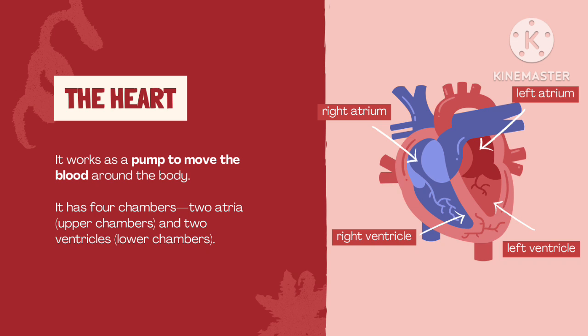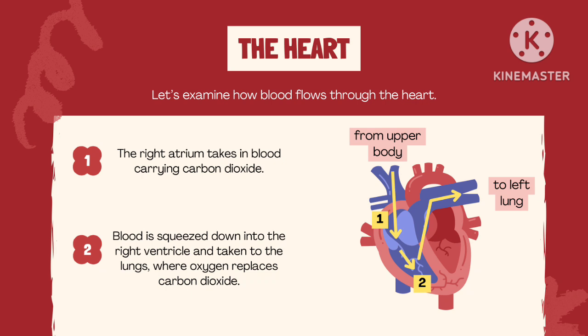It has four main chambers: two atria, the upper chambers, and two ventricles, the lower chambers. See their positions in the given picture and let's study about those. Let's examine how blood flows through the heart.